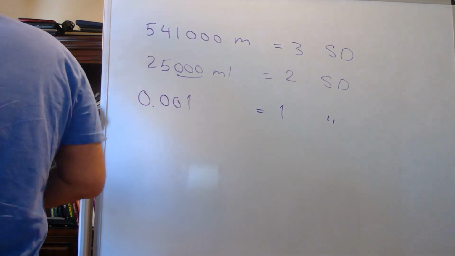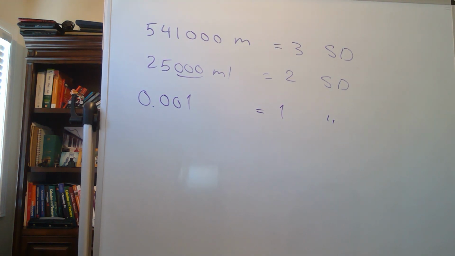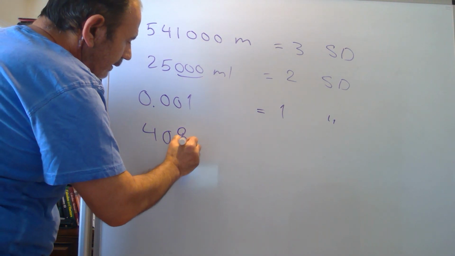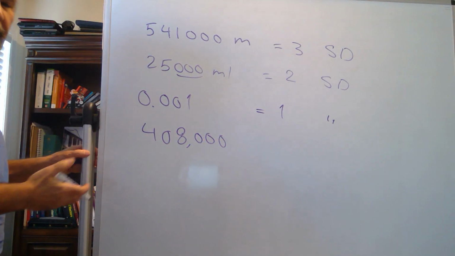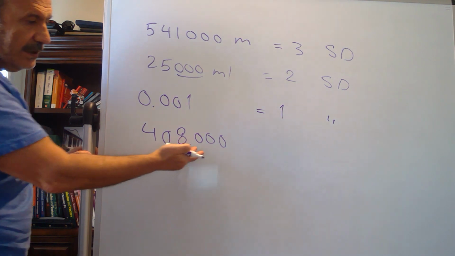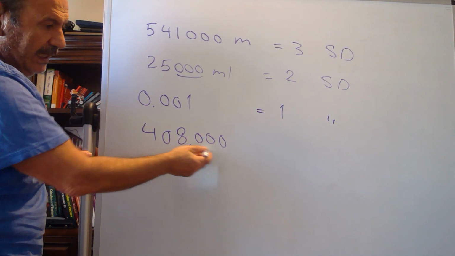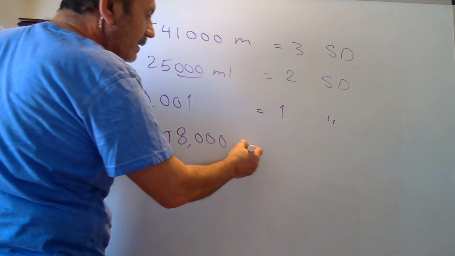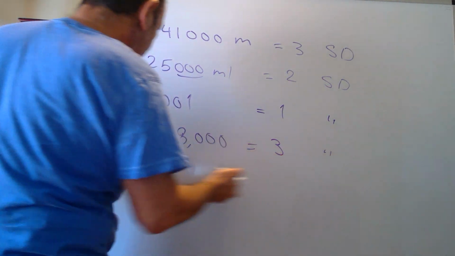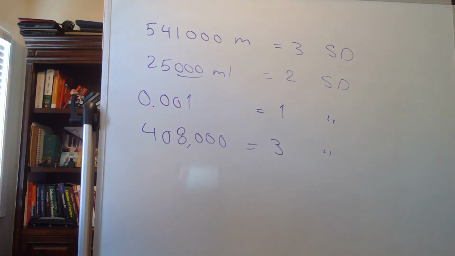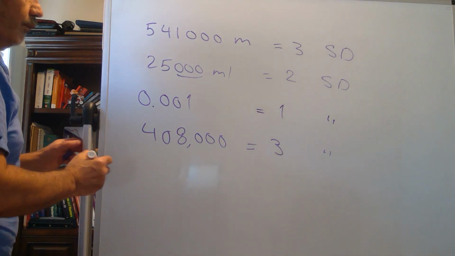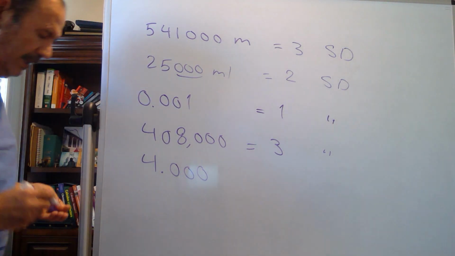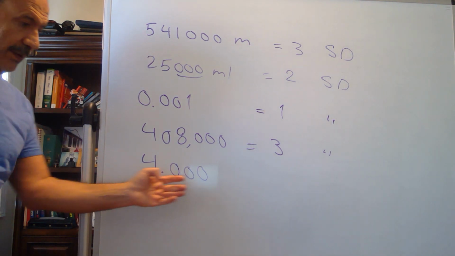Okay. The other example that I can show you, 408,000. This number has 3 significant digits because we don't count the ending zeros only. The middle 0 is considered as a significant digit. So this number has 3 significant digits. The other example, 4.000. Okay, this number, look at here.